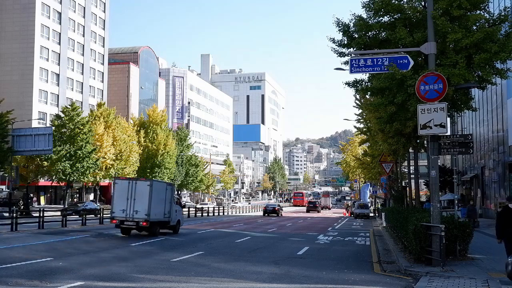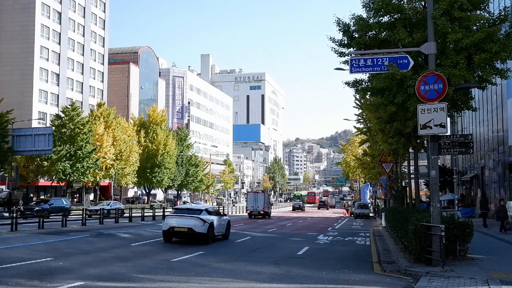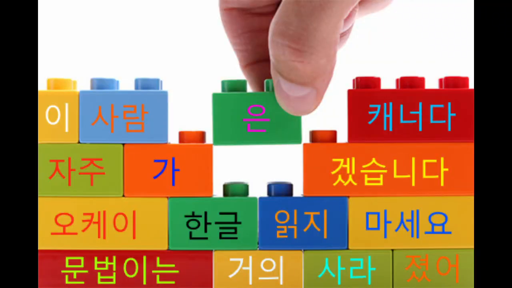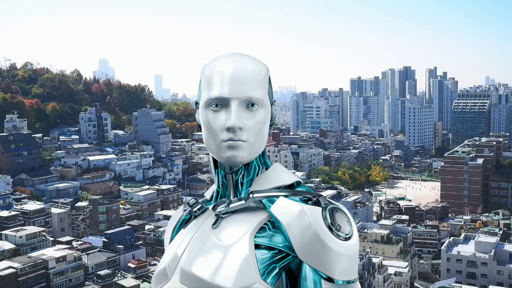Korean does not have grammar. Instead, it is formed like stacking Lego bricks one by one with particles. Sejong made it like that so it will be easier for AI and machine learning to learn the language.